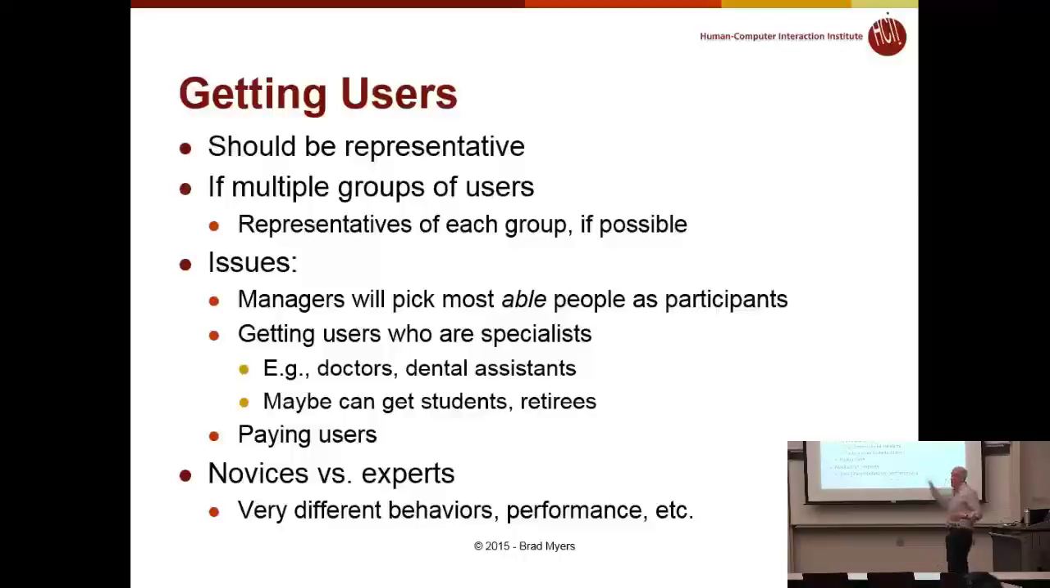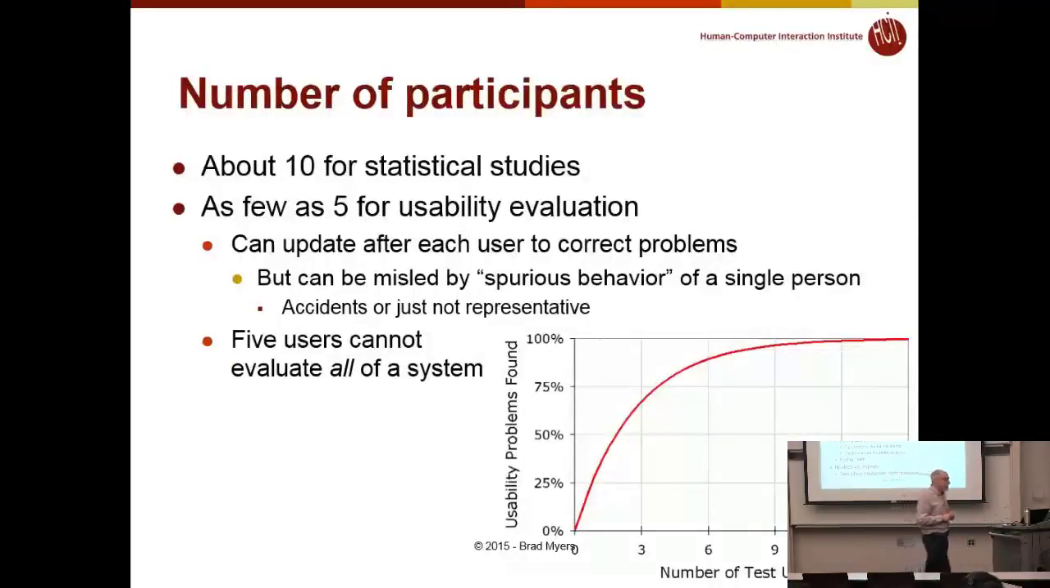And you have to decide for your user study whether you want to test novices or experts. And you may want to do both, but it's certainly part of the strategic design. How many do you need? Typically, when you're doing studies for statistical analysis, you need at least 10 per group. But it turns out if you're doing this kind of usability evaluation that we're talking about, where you're looking for problems, you can get almost all the data you need with as few as 5 users.